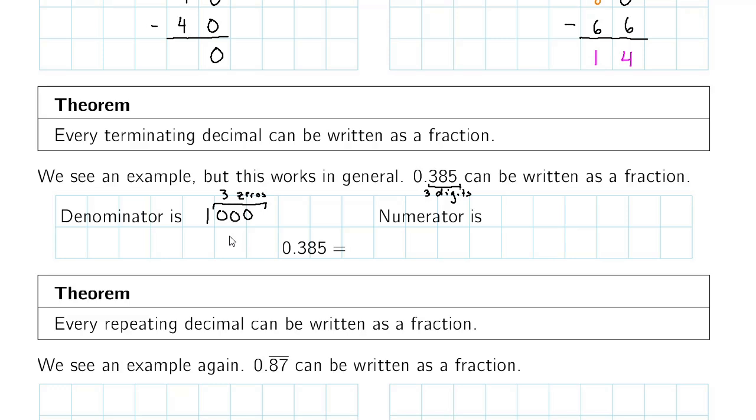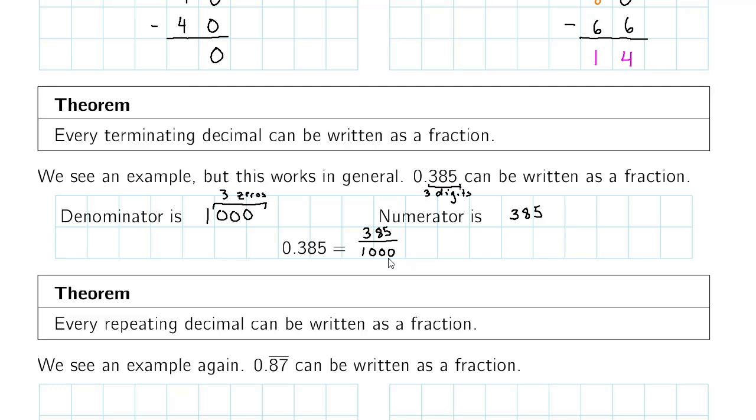And then the numerator is just whatever number we see if we ignore the decimal point. So in this case, 385. We can write 0.385 as a decimal, 385 1,000ths.